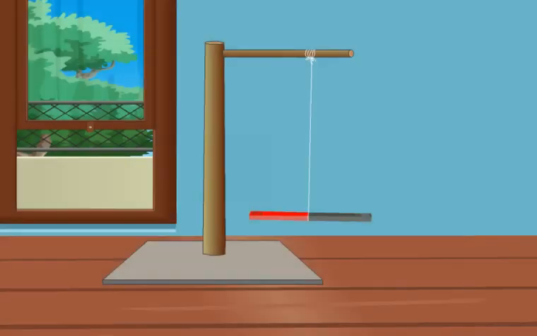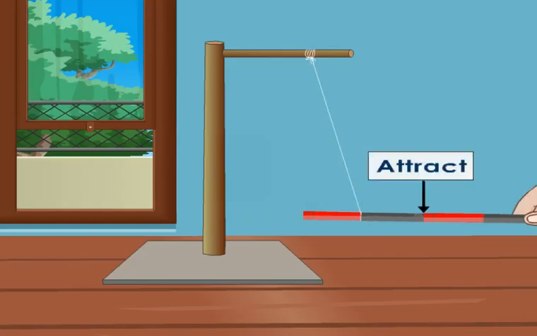Let us perform an activity. Take two bar magnets. Suspend one magnet freely by a piece of thread as in the previous activity. After a while, the magnet will come to rest in the north-south direction. Now bring the north pole of the other bar magnet near the south pole of the suspended magnet.